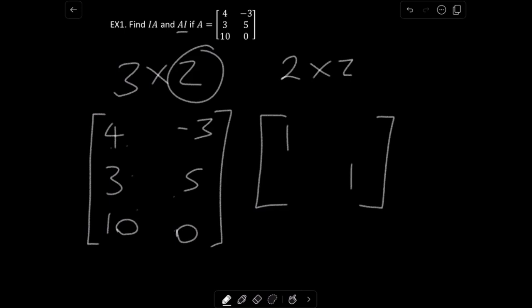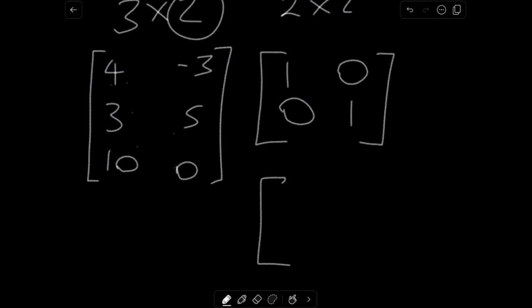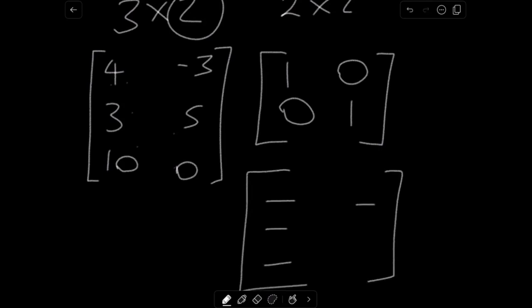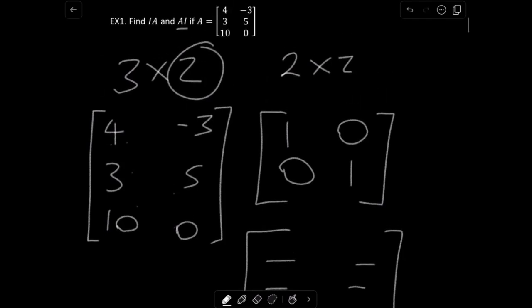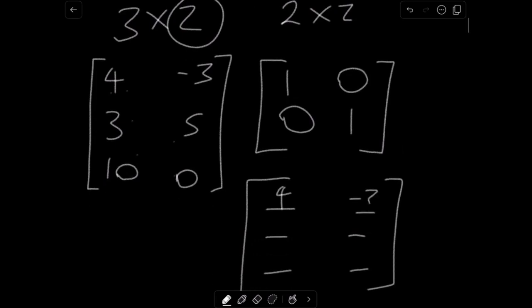So 1, 1, 0, and 0. And then I encourage you to, again, multiply this out. You're going to get a 3 by 2, so 1, 2, 3, 1, 2, 3. And you should expect, or we are guaranteed, to get this A matrix back. So do this multiplication, you should get 4, minus 3, 3, 5, 10, and 0. Right, so that's why the identity matrix is like the number 1 of matrices.